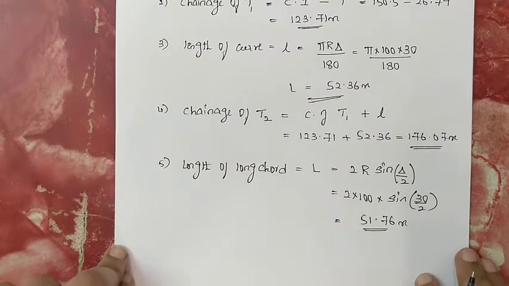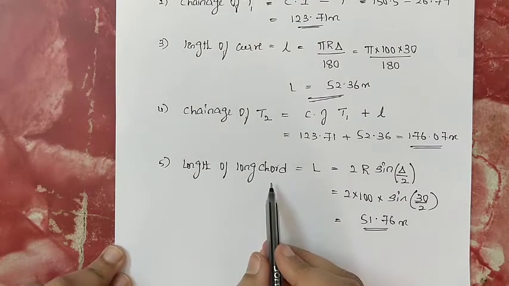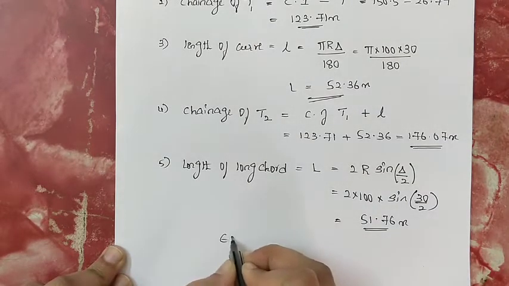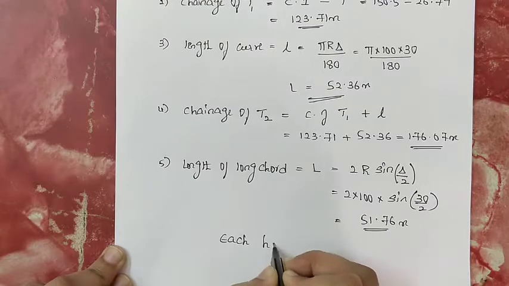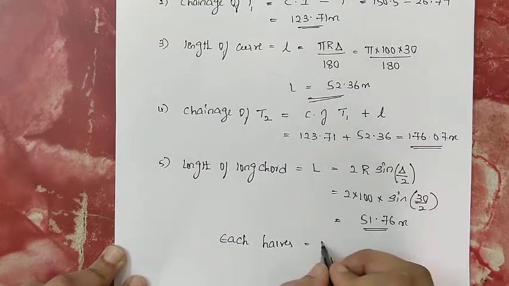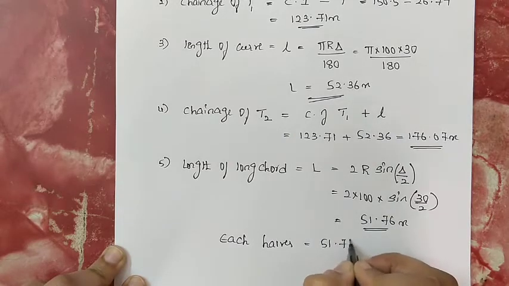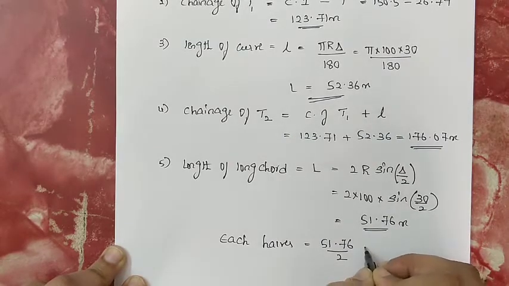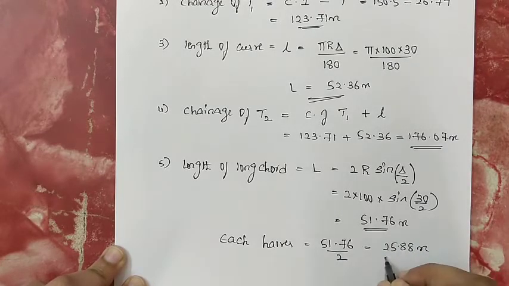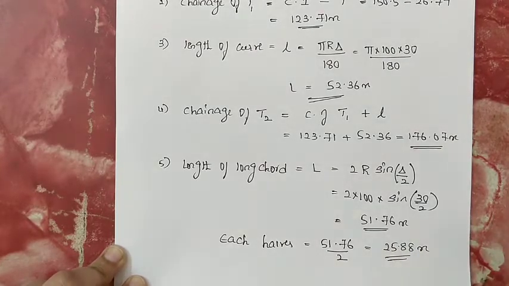Next, the length of the long chord is divided into two equal halves. Then each half will be equal to half of that value, that is 51.76 divided by 2. You will get 25.88 meter.